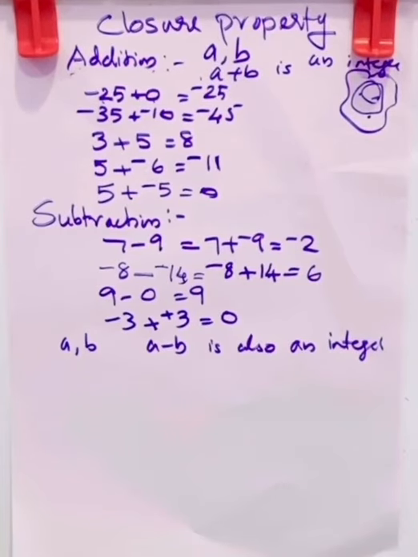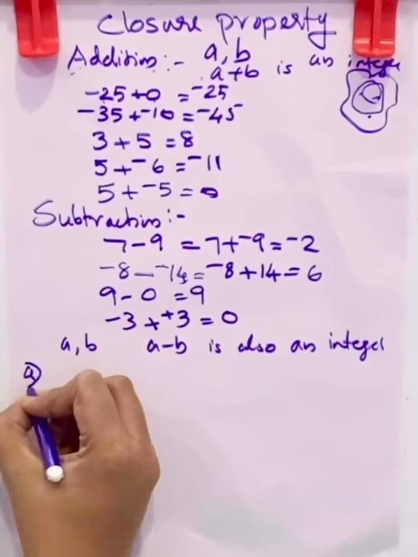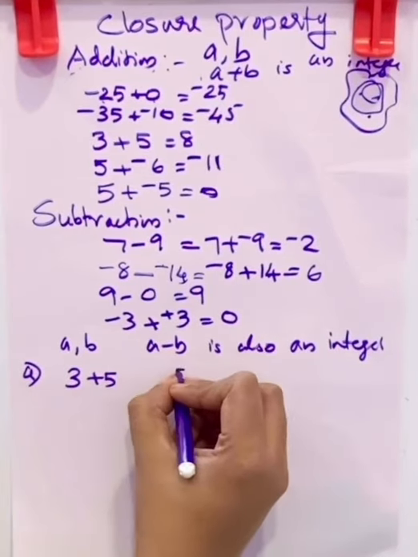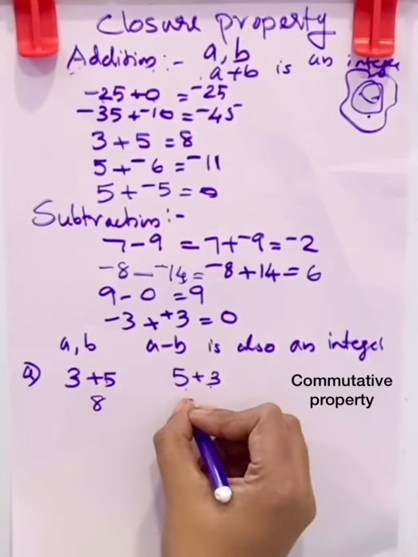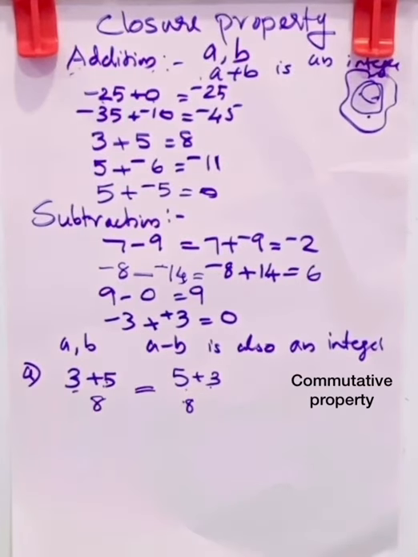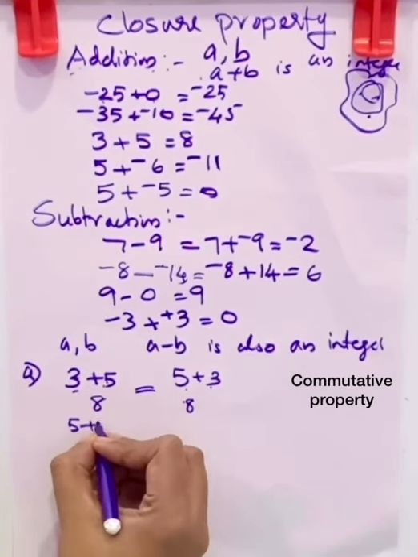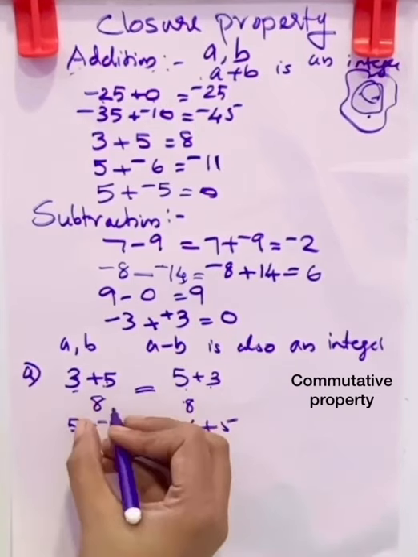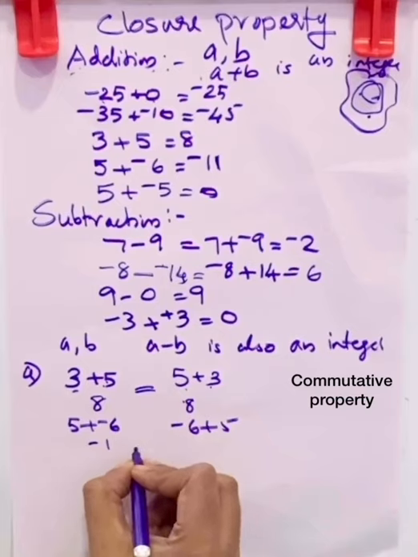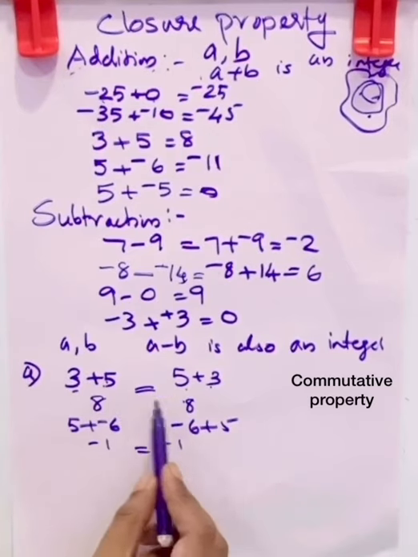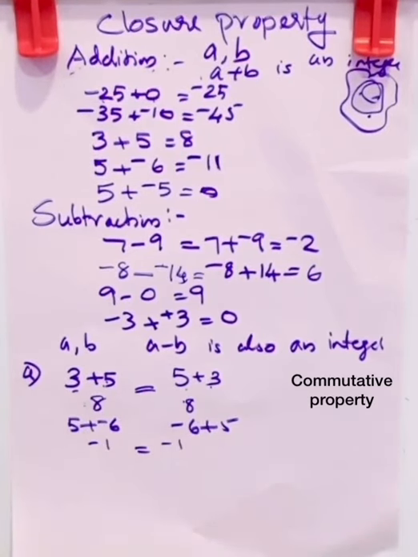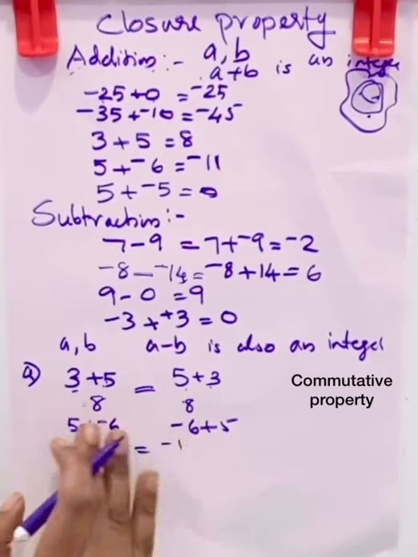Now next is commutative property. Commutative property means 3 plus 5 must be equal to 5 plus 3. Then we can say they are commutative. Let us check. 3 plus 5 is 8. 5 plus 3 is 8. So for addition, commutative property is satisfied. We can take another example. 5 plus minus 6 and minus 6 plus 5. Both are equal to minus 1. So the LHS and RHS are equal, and we can say they are commutative.